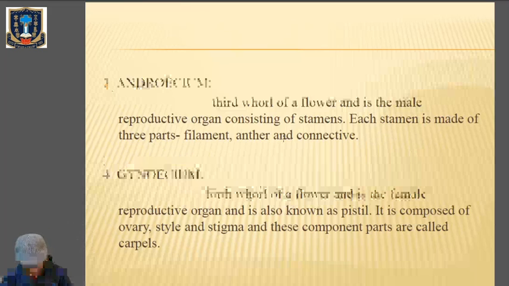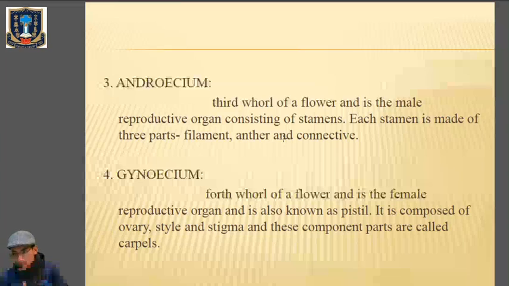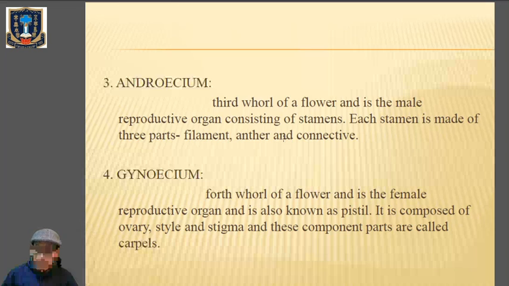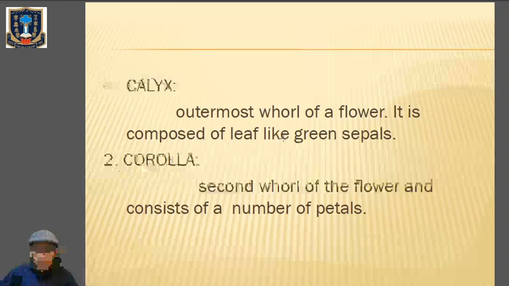Now let's move to the next part, that is gynoecium. Okay, and what is the main function of androecium? Androecium is to produce the male gamete, or we can say to produce the pollen grain. Now gynoecium, the fourth whorl of a flower, is the female reproductive organ. It is also called pistil, and it is composed of stigma, style, and ovary. It is also known as carpel.